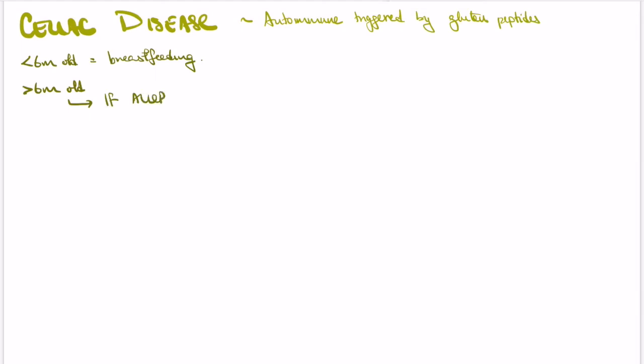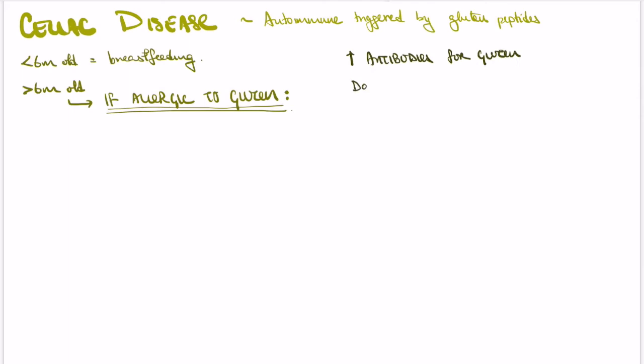So if this child is allergic to gluten, what happens? Physiologically, there's an increased production of antibodies against the gluten, which ends up damaging the microvilli, and that ends up reducing the absorptive surface area of the gut. And this will give you three classical histologic features.